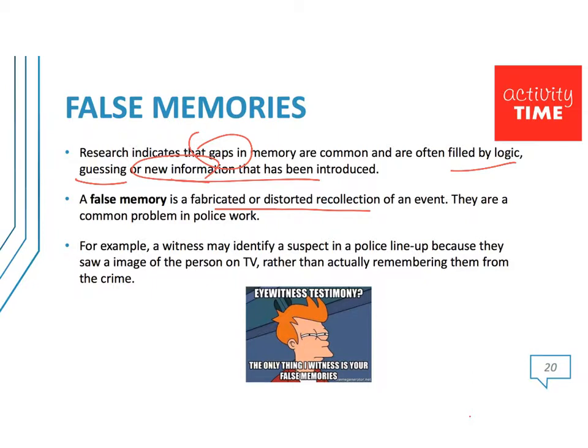So in the context of false memories and police work, a witness may identify a suspect in a police lineup because they saw an image of the person on a TV rather than actually remembering from the scene of the crime. To demonstrate this, there's an activity on Teams that you can do. It's called Introductory Experiment. You need to make sure that you do this activity before you start teaching the content. What you're going to do is show the kids a list of words that will be displayed, and the PowerPoint will automatically move through the words on the list.